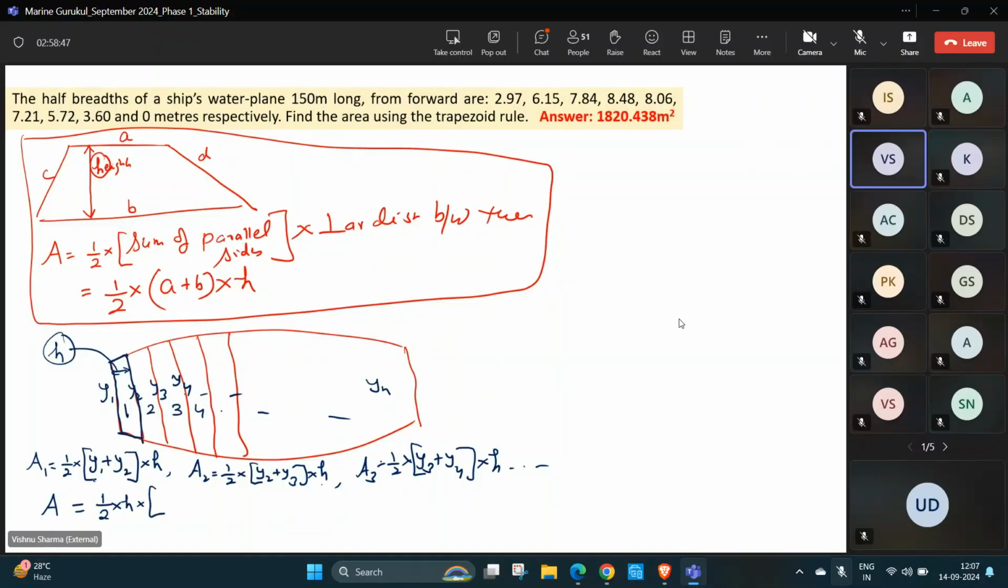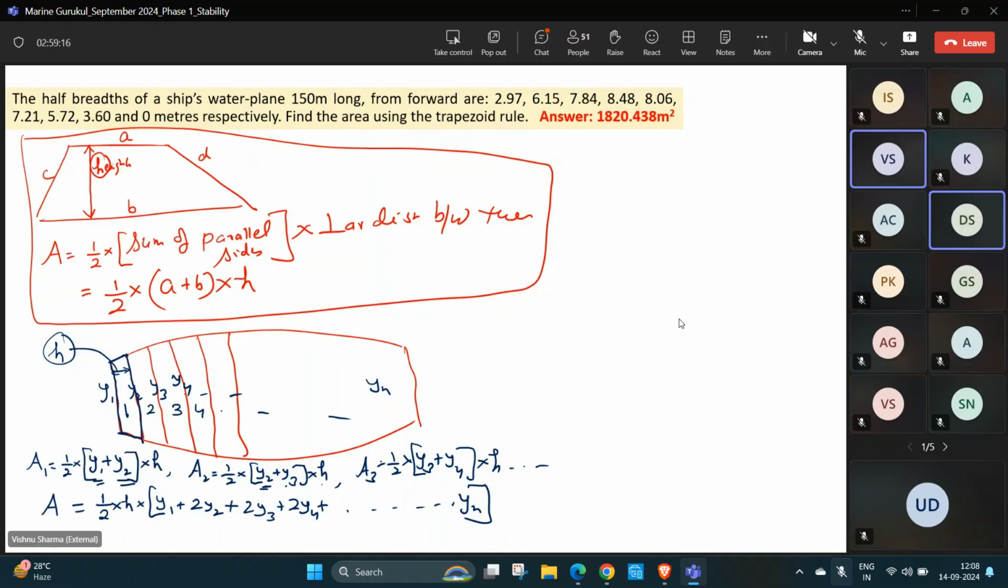You see y1 plus y2 here and y2 here makes it 2y2. y3 and y3 makes it 2y3, plus 2y4. So the first term is single, rest everything is doubled. And of course, the last term will also be single. Do you agree with me? Yes or no, beta? Am I right? Yes, sir.